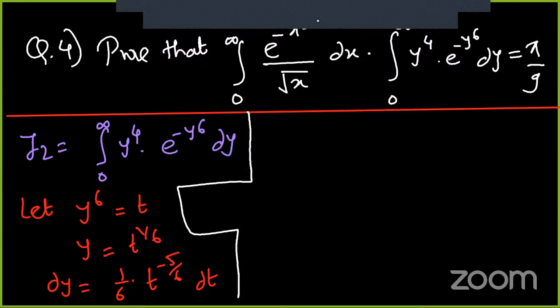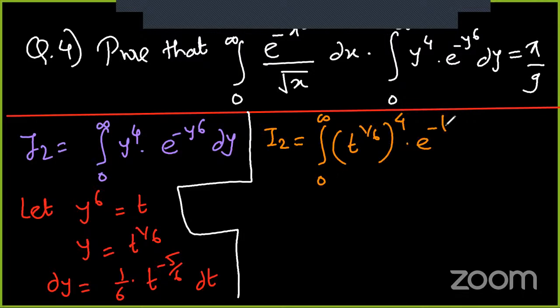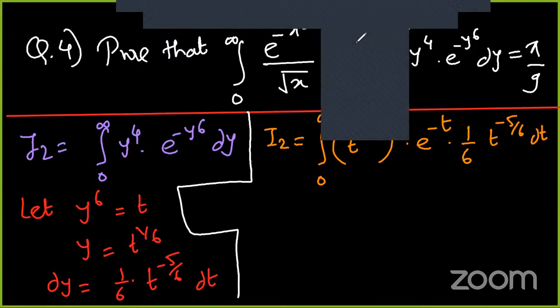Okay? And now we'll substitute. So what is your I2? 0 to infinity. So this is y raised to 4 ना? What is y? Y is t raised to 1 by 6 and raised to 4 first. And what is this one? E raised to minus t. And what is dy? It's 1 by 6 t raised to minus 5 by 6 dt. Let's open it.